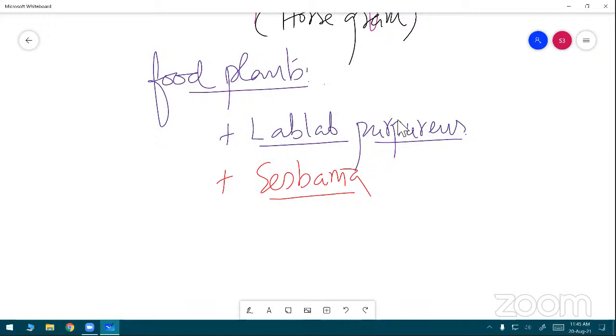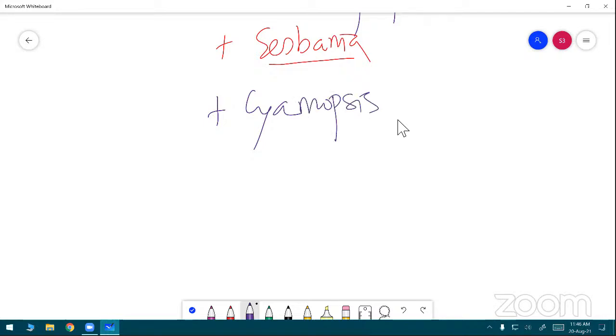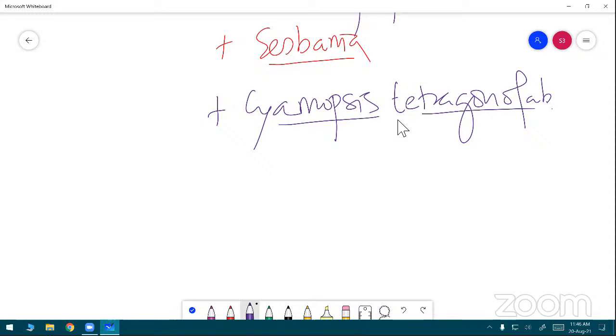Sesbania grandiflora. And one more category is there, that is Cyamopsis tetragonoloba. That is the binomial of cluster beans. Simply, you can say it is the binomial of cluster bean.